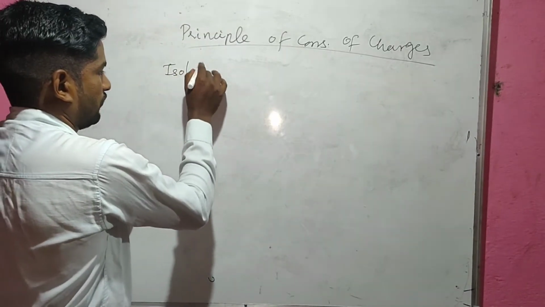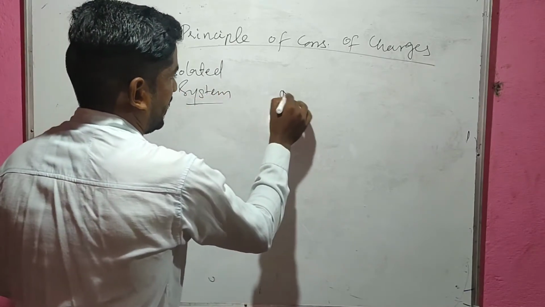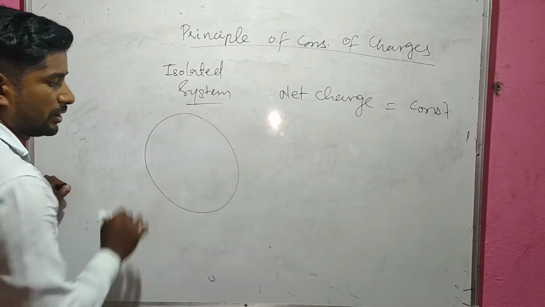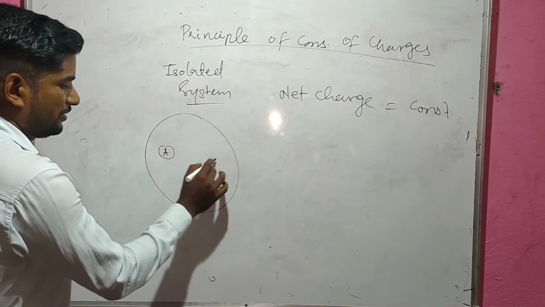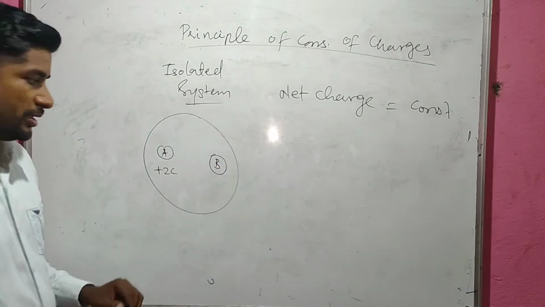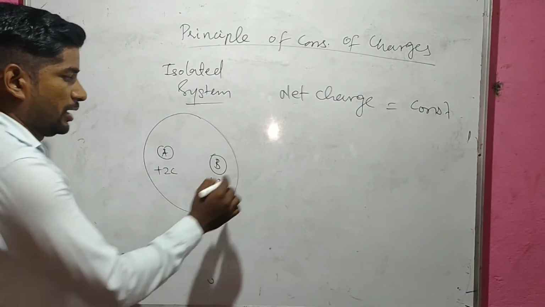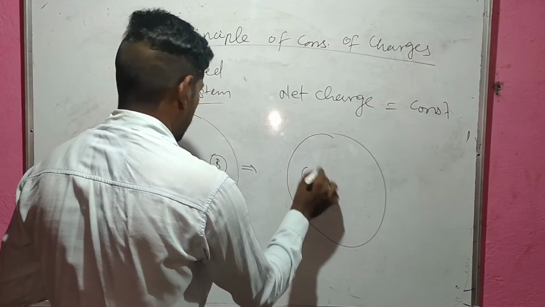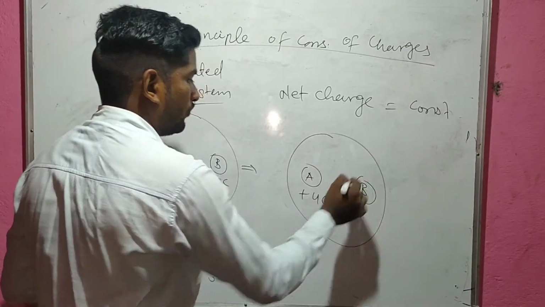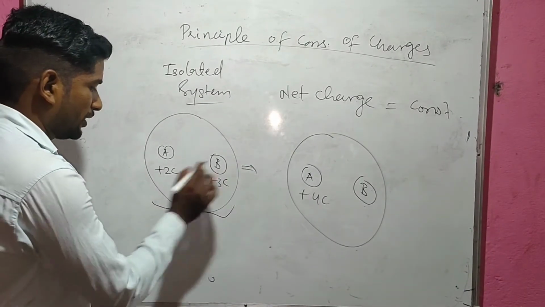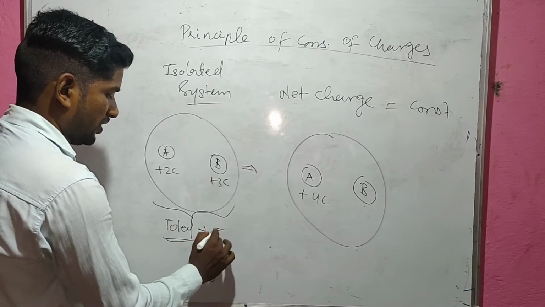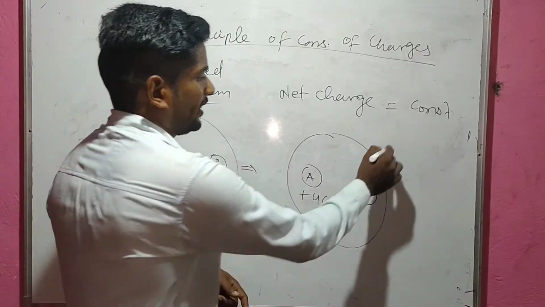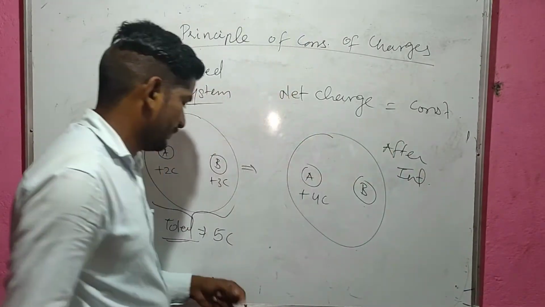For an isolated system, net charge remains conserved or constant. Suppose a system has two bodies A and B, with plus 2 coulomb charge and plus 3 coulomb charge. If due to interaction between A and B, the charge on A becomes plus 4 coulomb, then what will be the charge on B after interaction? Total charge before interaction is 5 coulomb, so the charge after interaction should also be plus 5 coulomb.